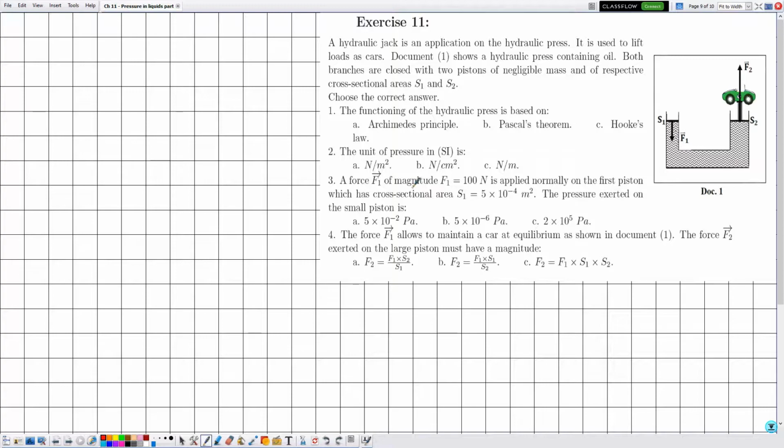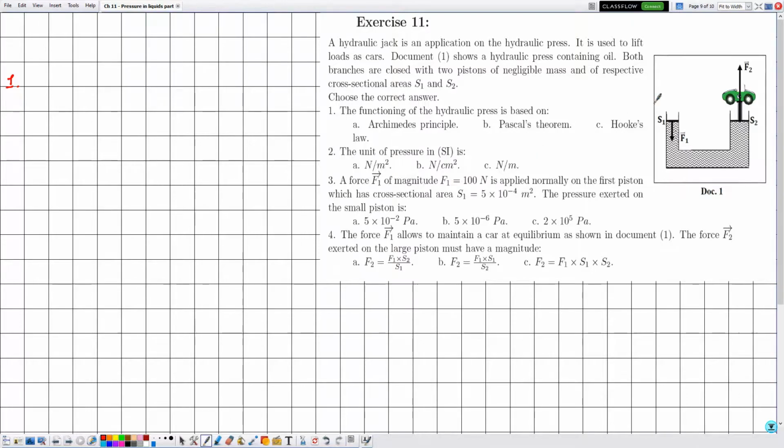So exercise number 11. A hydraulic jack is an application of the hydraulic press. It is used to lift loads such as cars. Document 1, so they mentioned document 1, now we can use it, shows a hydraulic press containing oil. Both branches are closed with two pistons of negligible mass and of respective cross-sectional areas S1 and S2. Choose the correct answer. So here for sure justification is required whenever it applies.